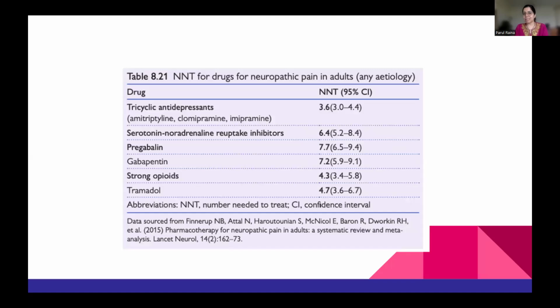Important to note that this is the NNT for the individual drugs. So whenever we prefer to combine the two drugs, the NNT of the individual drugs reduces.